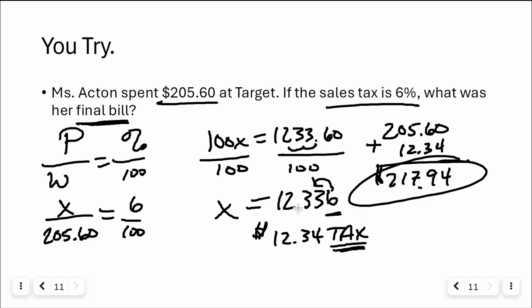And that's the answer. Okay, so we're using this equation here to work with percent problems. And if you know that equation, you're in pretty good shape.